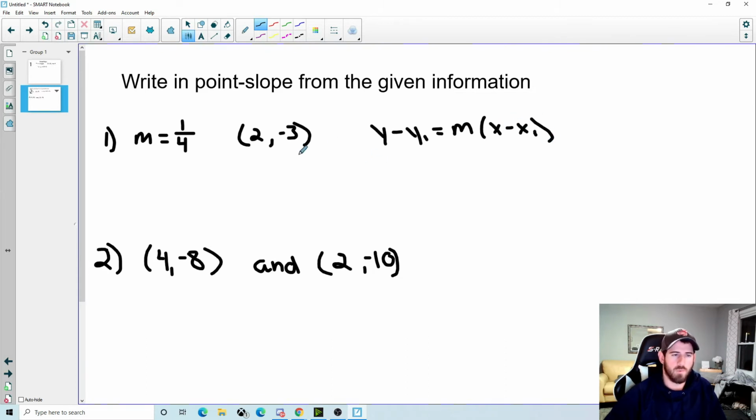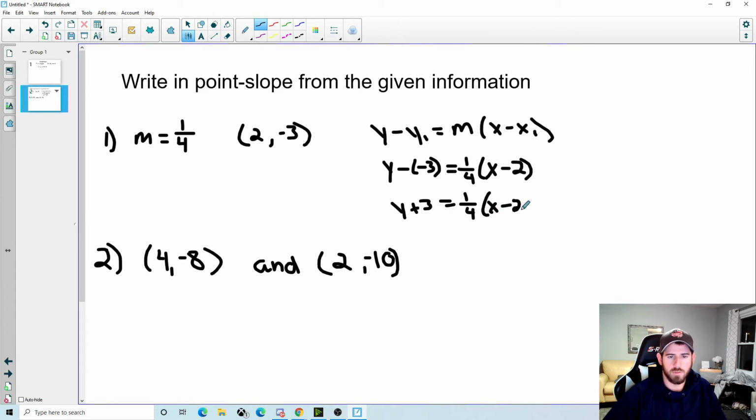So I plug things in. y minus y1. y1 is already negative 3, so it's going to be y minus a negative 3, which really turns into a positive, and we get equals 1/4. Plug it in here, so I get x minus x1. x1 is 2, so it's x minus 2. I can simplify this to get rid of the double negative, so the point slope version turns into y plus 3 equals 1/4 times x minus 2.